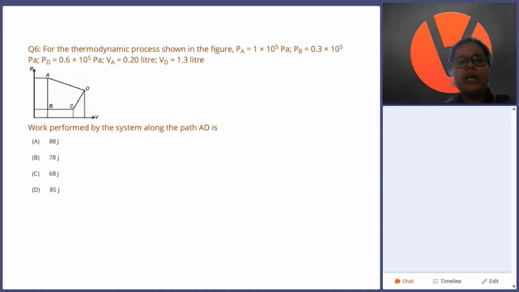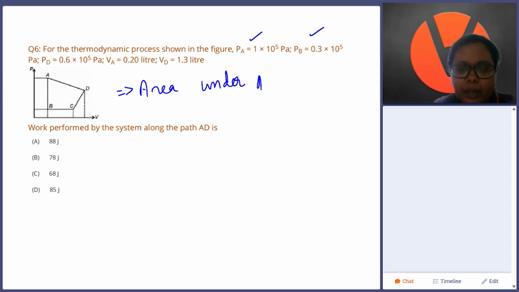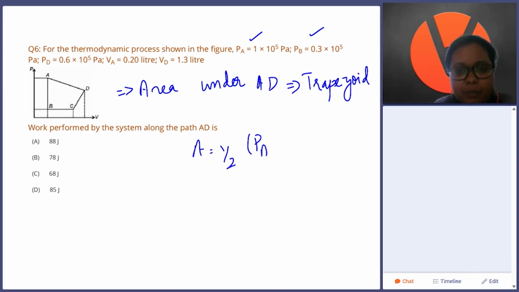Now, for the thermodynamic process shown in the figure, the pressures at A, B, D and VA, VD are mentioned, right? The work performed by the system along the path AD is asked. Work done along the path AD is nothing but the area under AD. This is nothing but a trapezoid. So the formula we know for the area is half into PA plus PD into VD minus VA. The PA, PD, VD and VA values are there. If we substitute all these values, finally we get 88 Joule. So basic calculations you need to do.